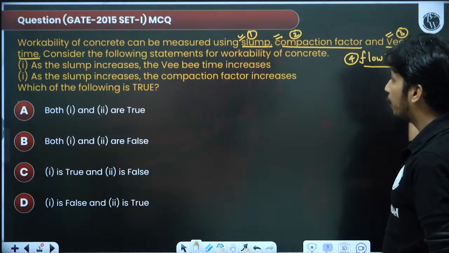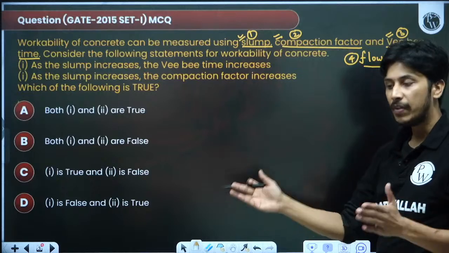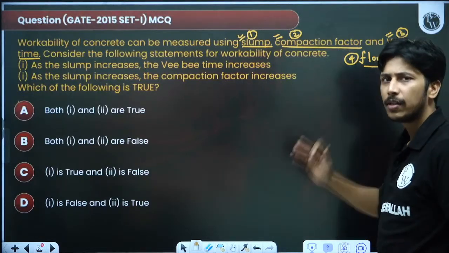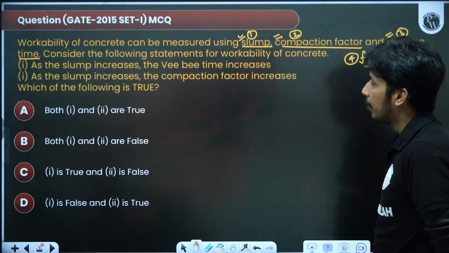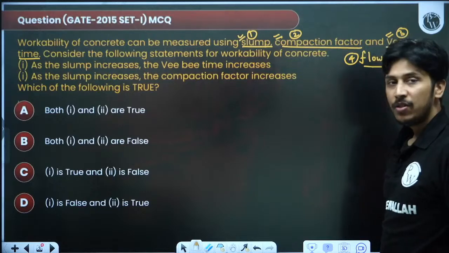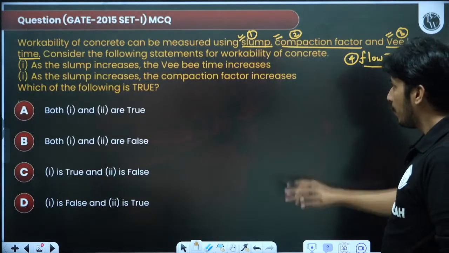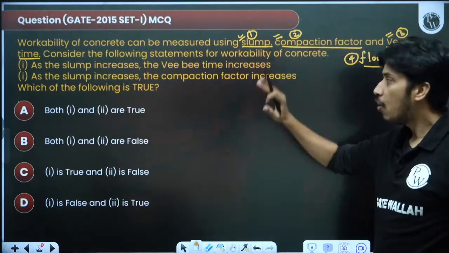VB time is the time to flow in a container when we are vibrating the container. Flow table also measures the flow. So you must know these values also. If you have done this question, you must also know all the values.